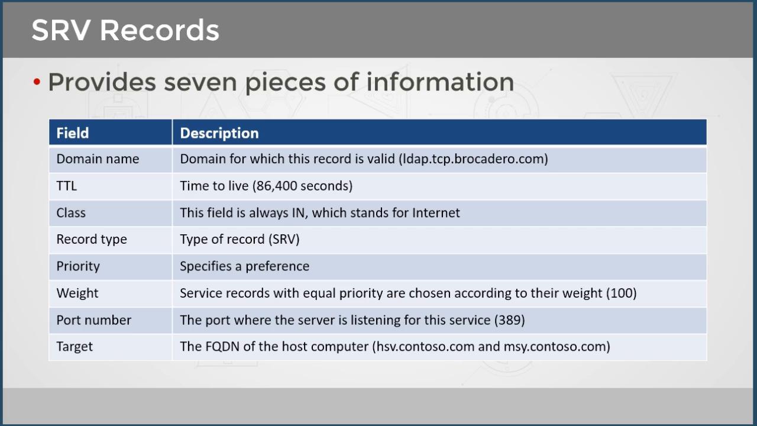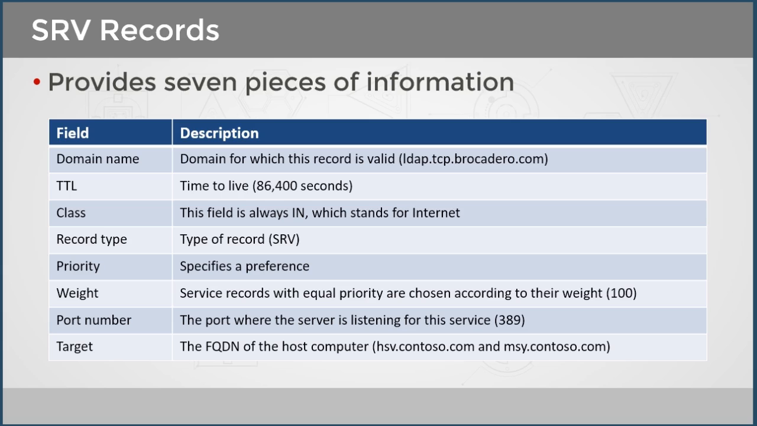So if equal priority is specified, then it considers weight. So let's say you had 5 servers that all had a priority of 3. Within those 5 servers, it would then look at the weight. And if the weight is the same, you're basically saying any one of those 5 is fine. You can kind of round robin the request if you wanted to by specifying a weight of 100, 200, 300, 400, and so on. The port number is the port where that server is listening for that service.